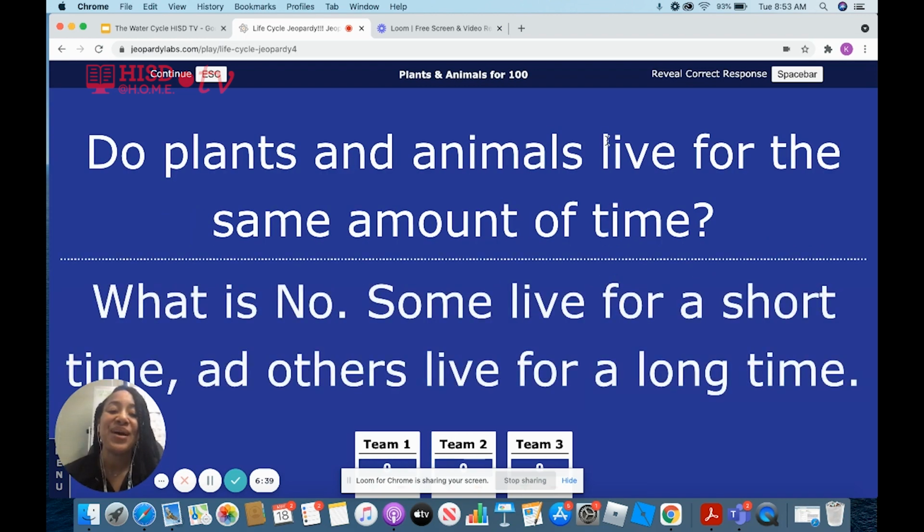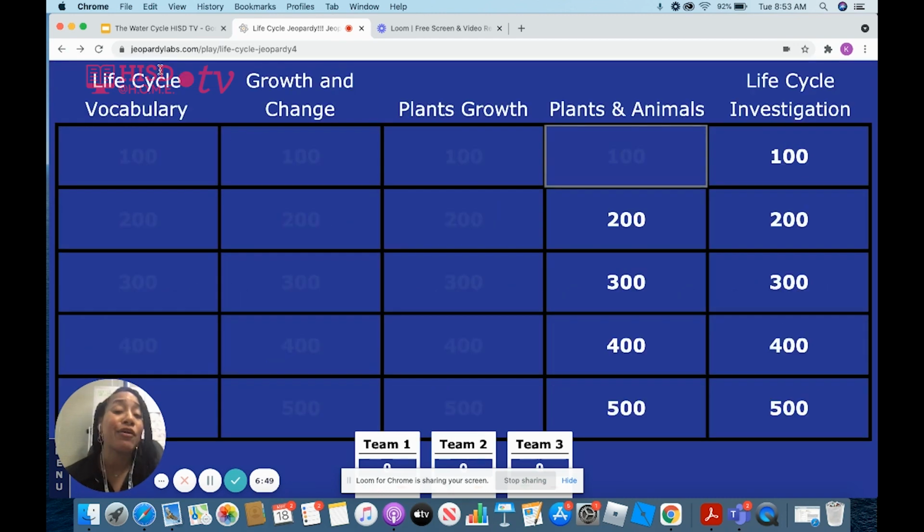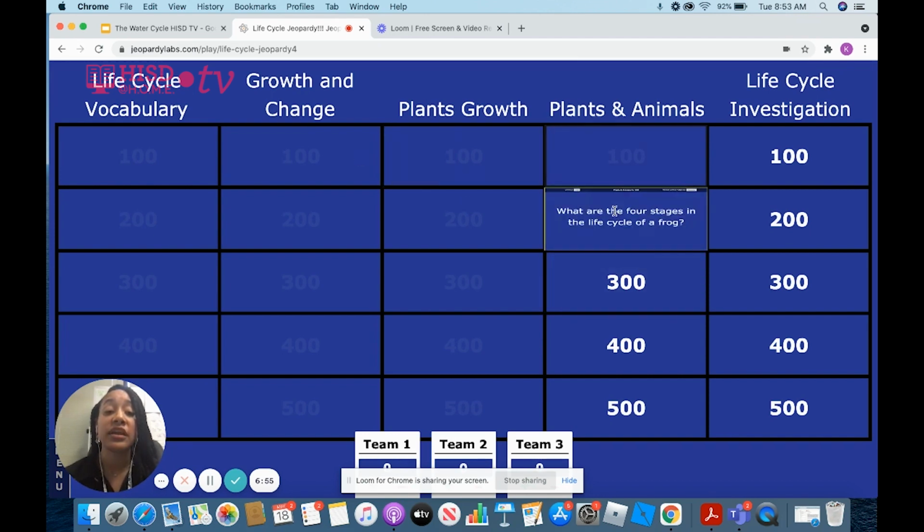Some live for a short time, others live for a long time. It just really depends on that animal and the complexity of their body and how their body works and their environment. So there are multiple factors that go into determining the lifetime of an organism.